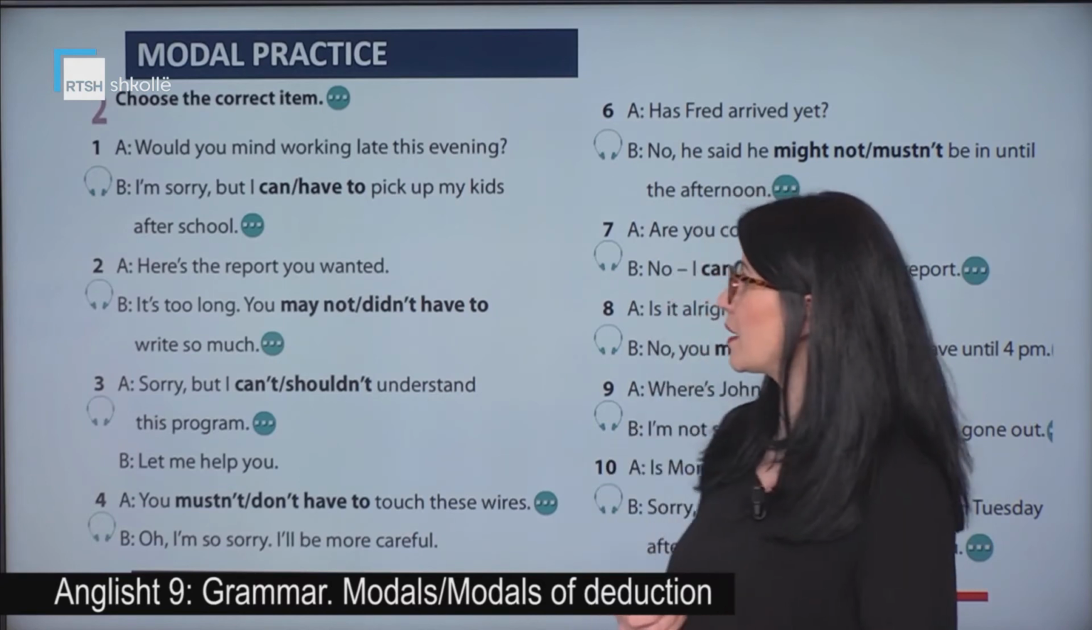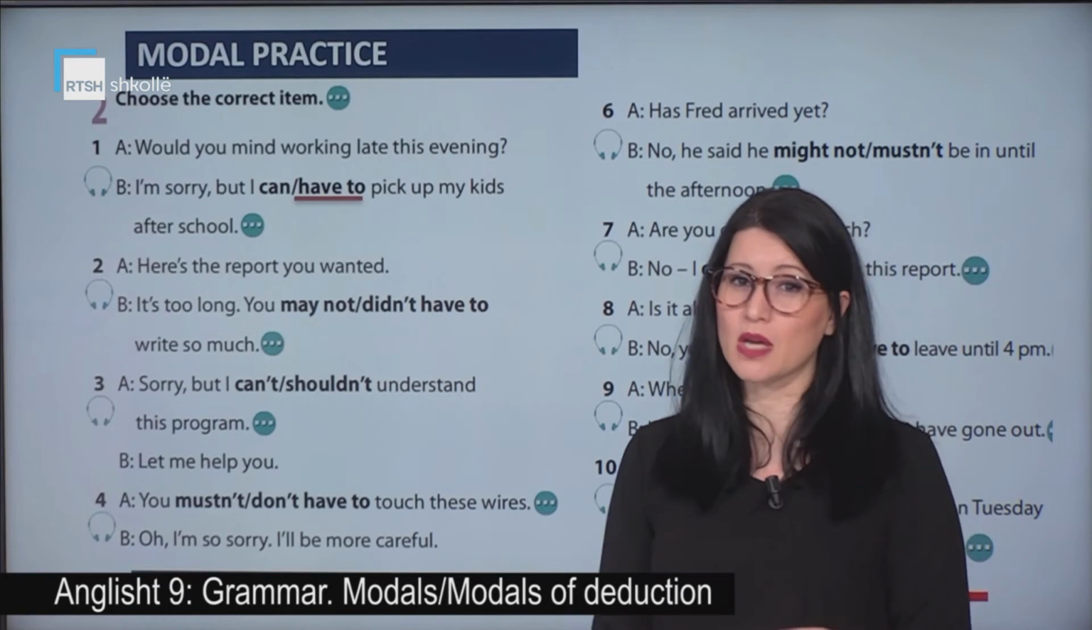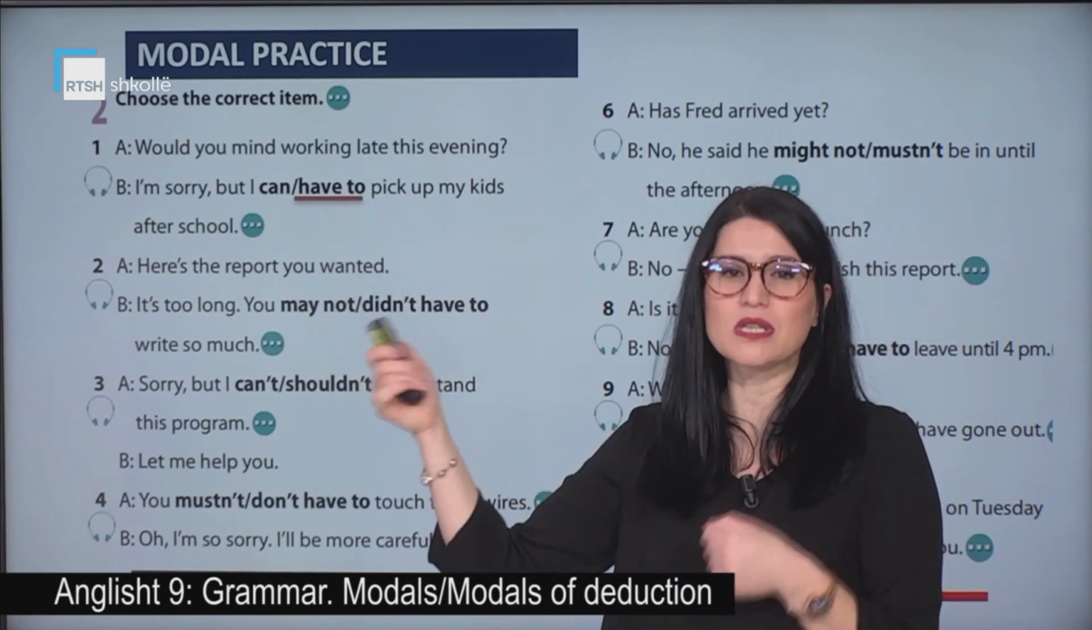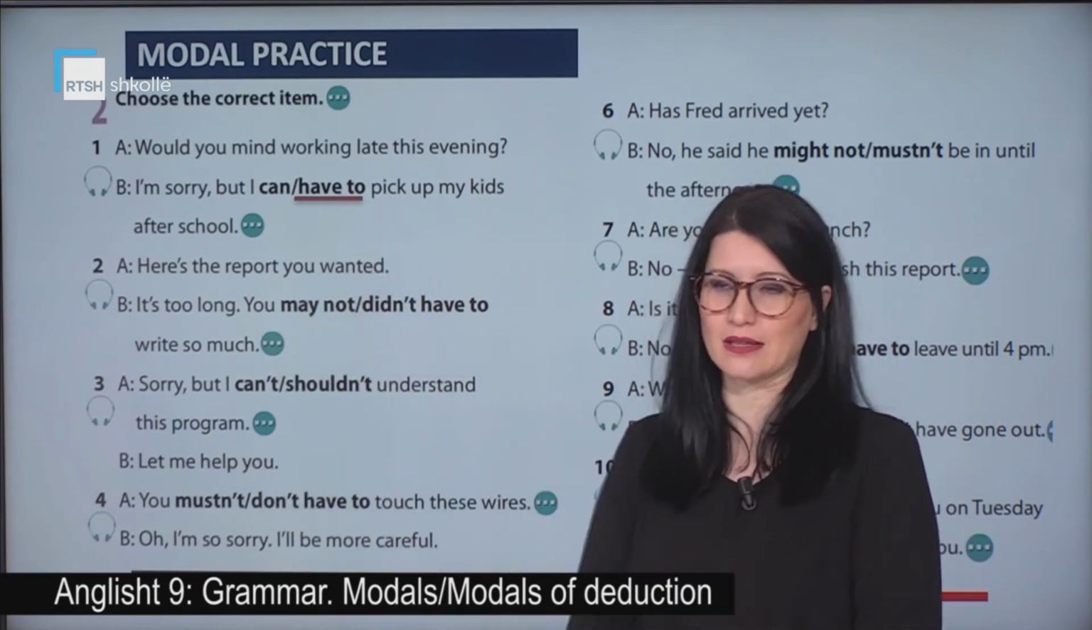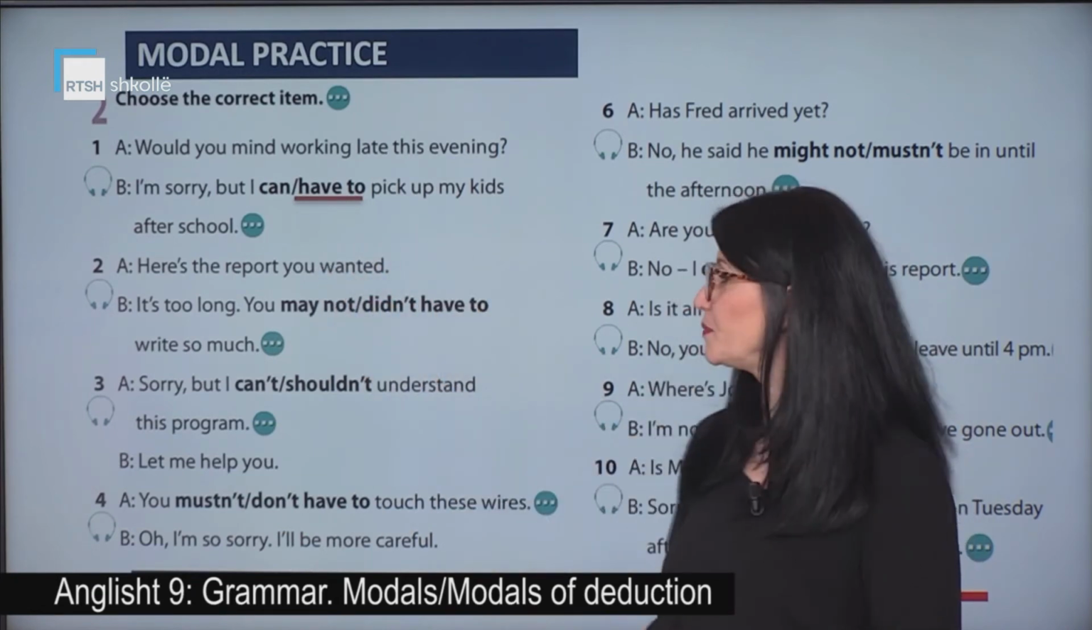So what do you think? What is the correct use? It is have to, because this person can't do this because he's obliged to do something else, right? He's obliged to pick up his kids from school.